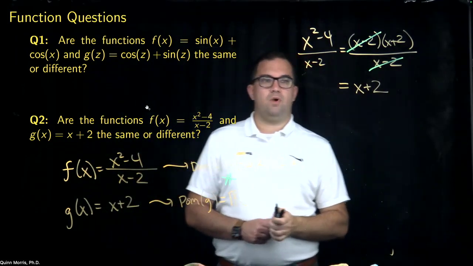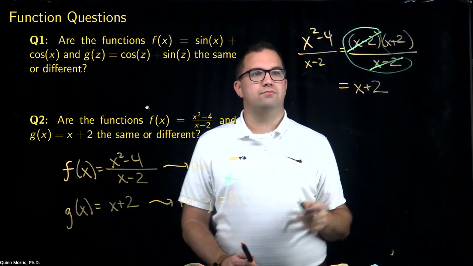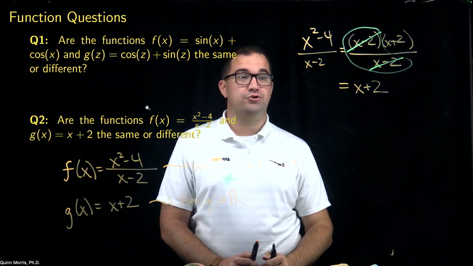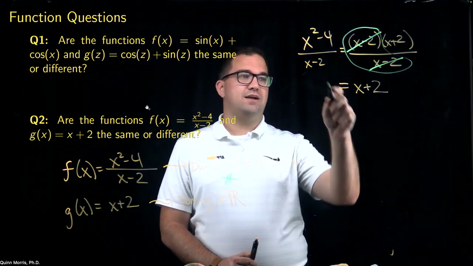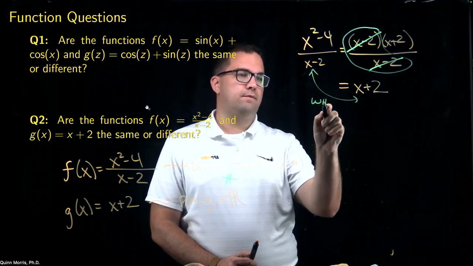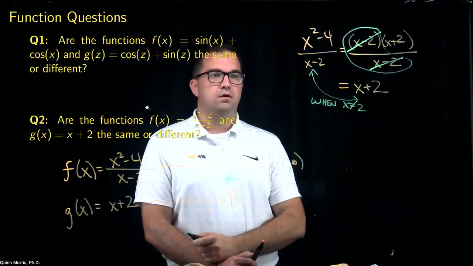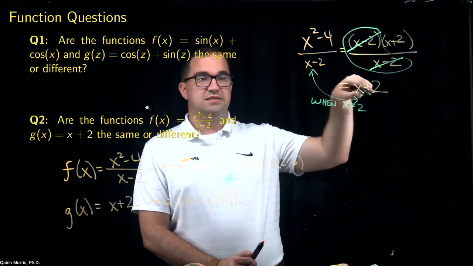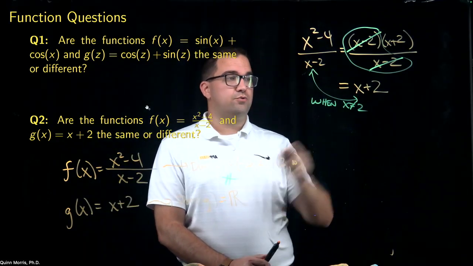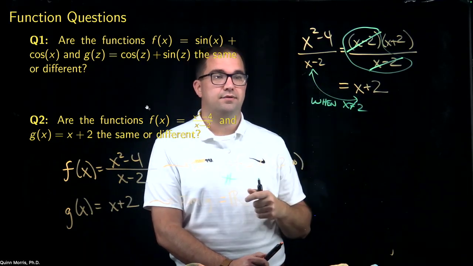Now, of course, what has happened is this cancellation is only valid when x is not equal to 2. So what you've actually proven here is that these things are equal when x is not equal to 2. When x is not equal to 2, yes, these things are equal to each other. But when x is equal to 2, these are not equal to each other because when x is equal to 2, this is defined, but this is not.